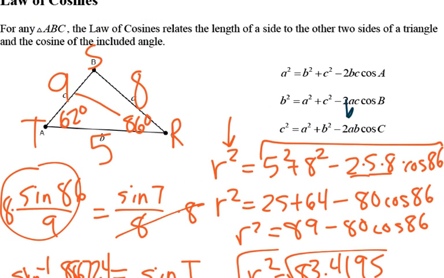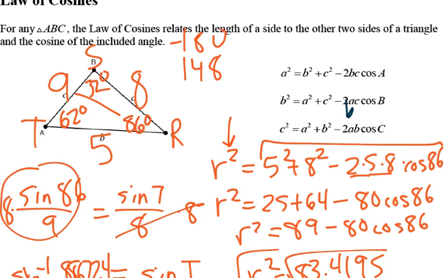Then to find the last angle, we just go 62 degrees plus 86 degrees, right, to get 148. Subtract that from 180, and we get 32 degrees. And there's our whole triangle, all the sides, all the angles.